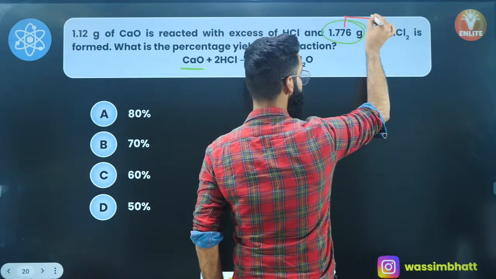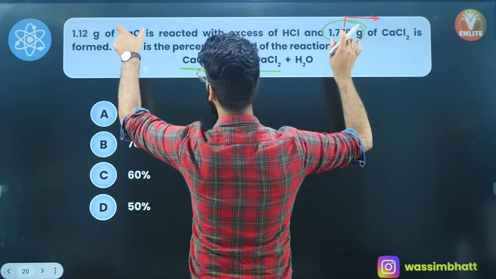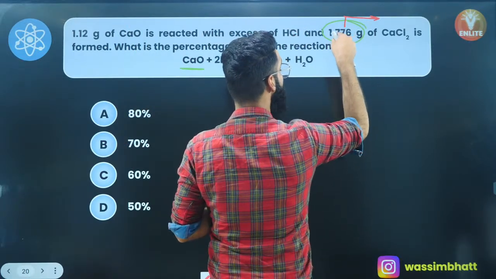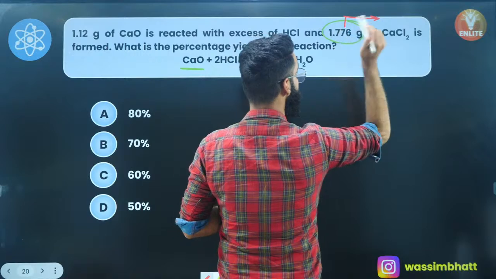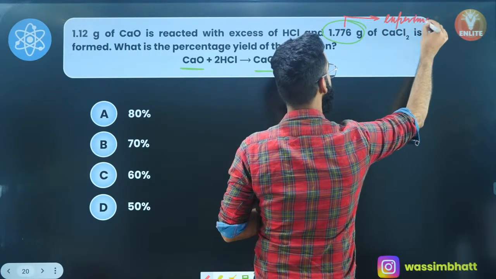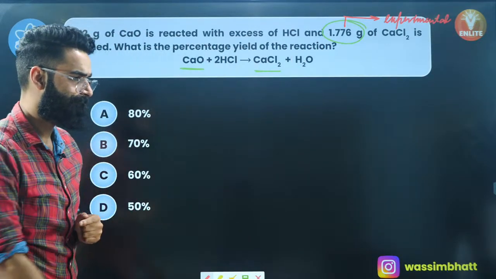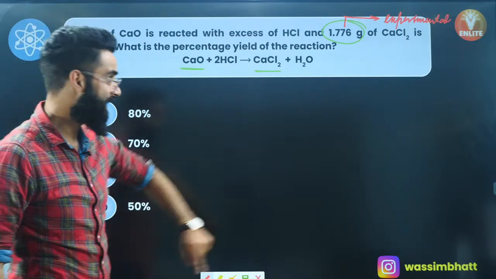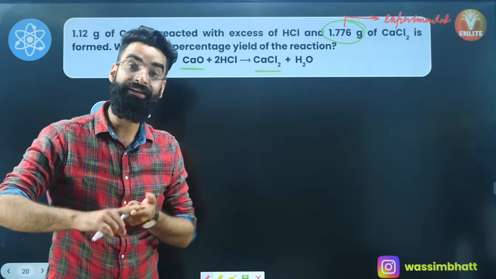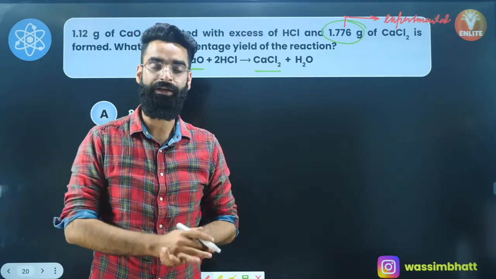So this has been observed experimentally that when we make 1.12 grams of calcium oxide to react with HCl, actually in the lab it has been observed that 1.776 grams of CaCl2 is formed. So this is something which I call as experimental amount of CaCl2, right? In order to calculate the percentage yield, I will be calculating the expected amount first with the help of stoichiometry. Then I'll be dividing the two, multiply with 100, get the answer.